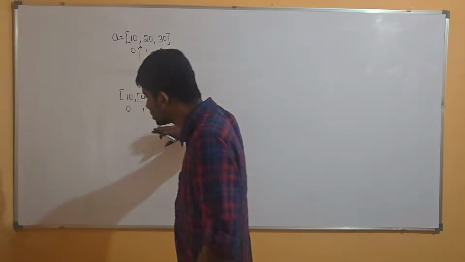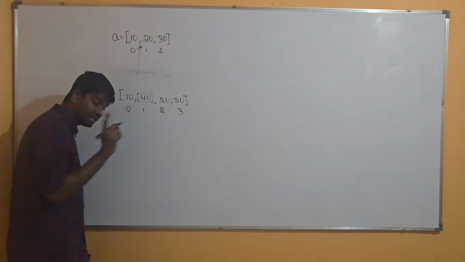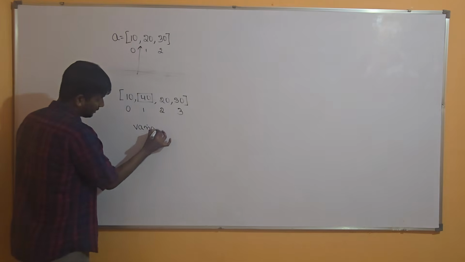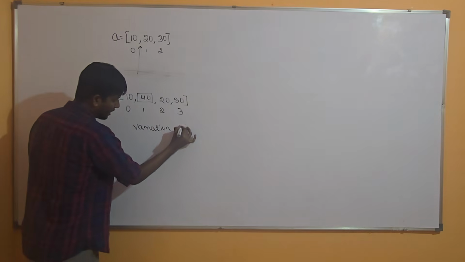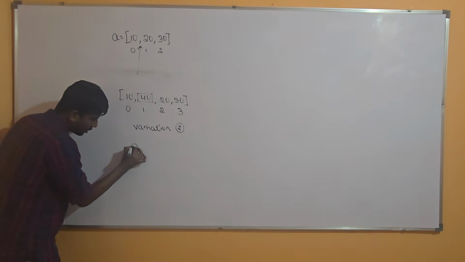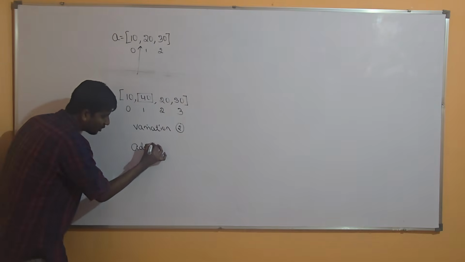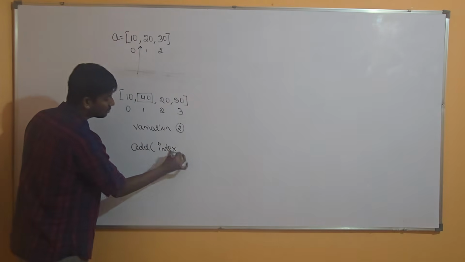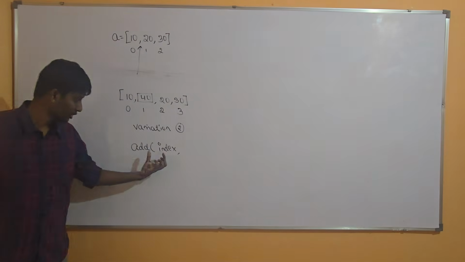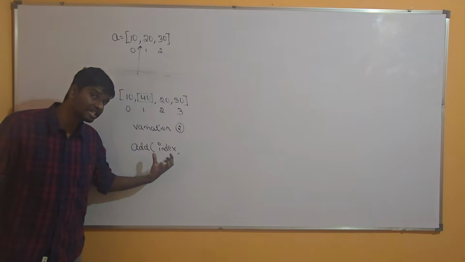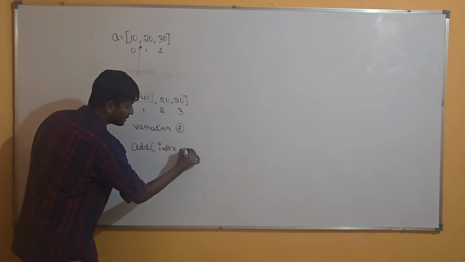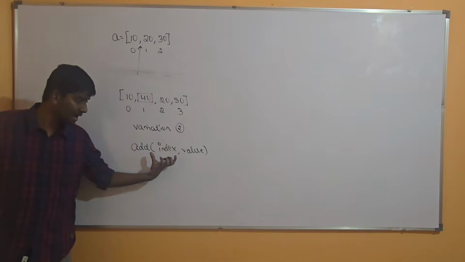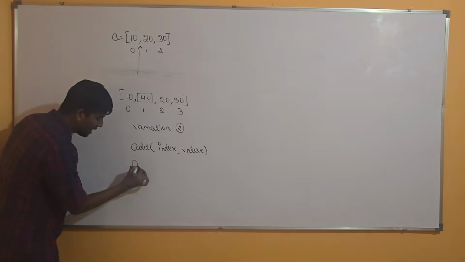If you want to achieve this, my friends, then this time you have to use variation 2 of the add method. Sir, what is variation 2? You write the same name, add only. But this time, first you tell the index number in which position you want to store, and what is the value or the object you want to store. Add of index comma value, that is a dot add.